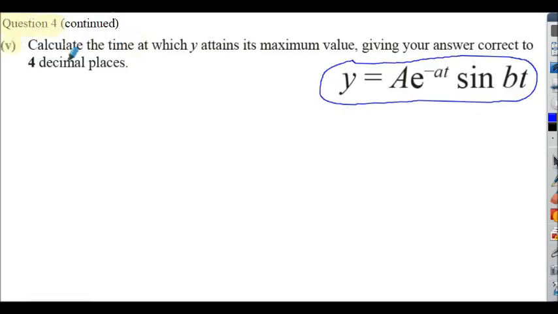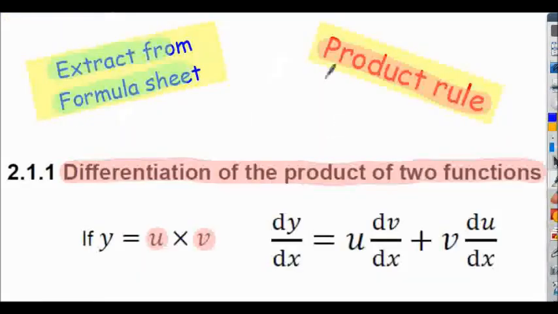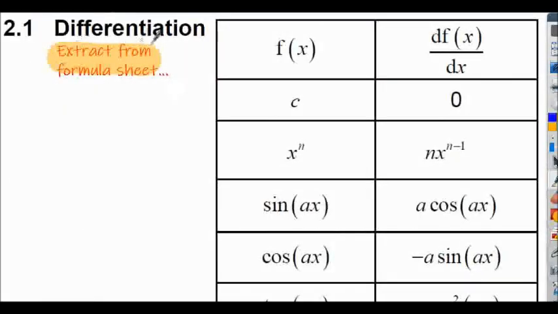Question 4, part 5. Calculate the time at which y attains its maximum value, giving the answer to 4 decimal places. So we're using the equation derived in part 3. We're going to have to differentiate it, equate to 0, and solve. This will involve differentiation of a product. Here's an extract from our formula sheet showing the product rule. Note, of course, that u and v are both functions of x. Here's an extract from our formula sheet showing the standard differential table.